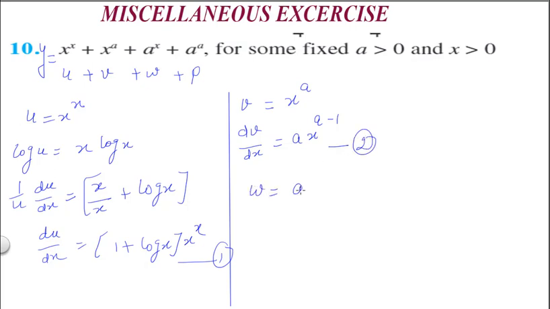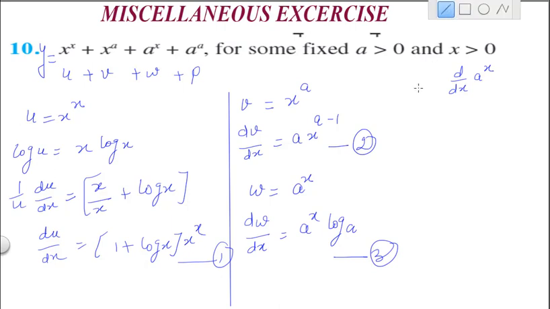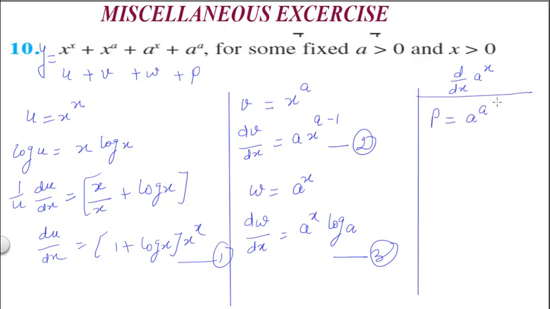We have w as a to the power x. Clear? We know that d by dx of a to the power x, direct differentiation we have the formula. So what will be dw by dx? I am writing here a to the power x log of a. This will be the third equation. Let us now solve the fourth part, which is p. You see in p what is given? A to the power a. Correct? So it is a constant number only. So what will be dp by dx? It will be 0. Let us name it as equation 4.